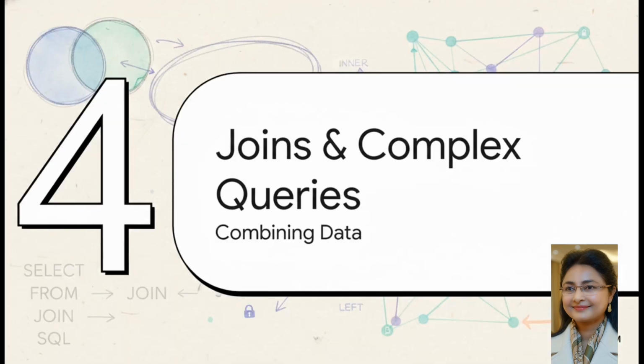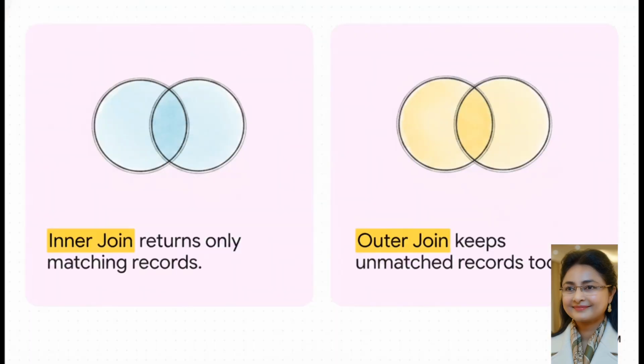Okay, let's step up the complexity a bit. Section 4, joins in complex queries. This is where we mathematically combine data across multiple different tables. Now, in relational algebra, a join is technically a Cartesian product followed by a selection criterion. I know, that sounds super intimidating, but it literally just means mashing two tables together and then filtering for the spots where they match.